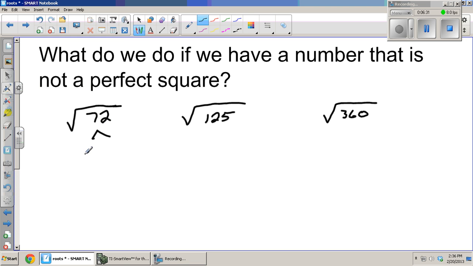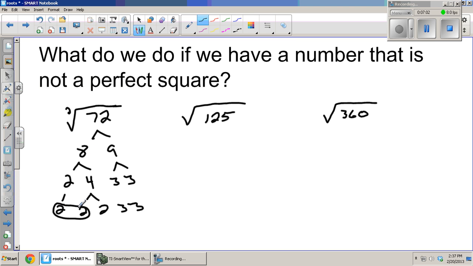All right, 72 I know is 8 times 9. Now that 8 will break down into 2 times 4, and that 9 will break down into 3 times 3. Now that 2 won't break down, but this 4 will break down into 2 and 2, 3 and 3. Now we're doing the exact same thing we did before. We're looking for groups. Here's a 2 implied. So there's a group of 2 2's, and there's a group of 2 3's. So I can pull out a 2 and a 3.